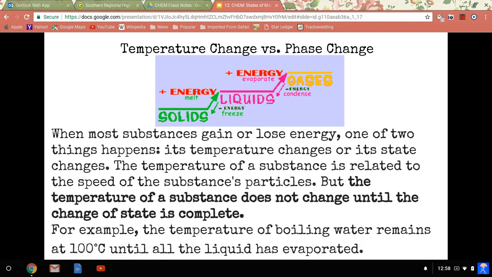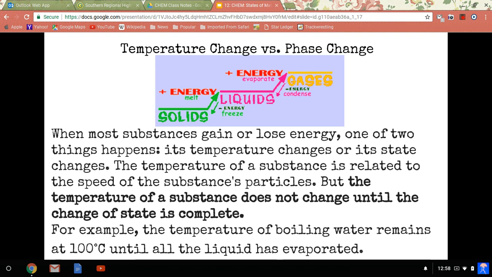All right, on your paper, you're looking down at numbers 12 and 13, because now we're going to be talking about the graphical representations and what is actually going on as we go from a solid, liquid, gas to those particles. So when most substances lose or gain energy, one of two things can happen. The temperature can change or its state can change. The temperature of a substance is related to the speed of the substance's particles. And this is going back to that kinetic molecular theory.